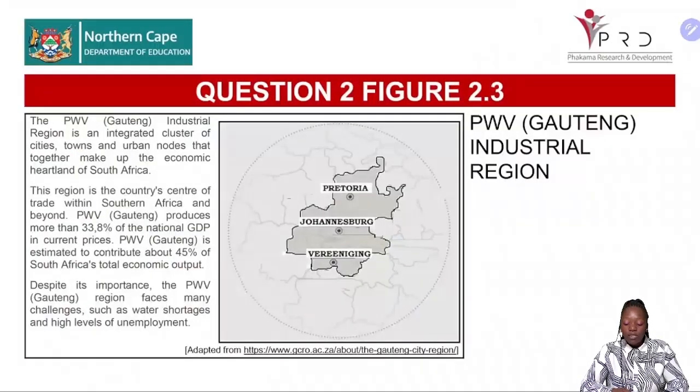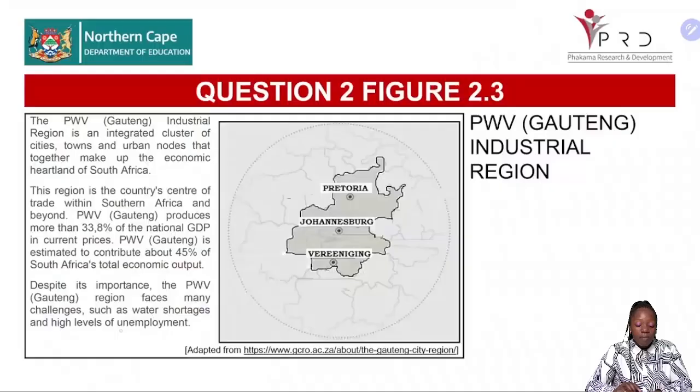In our figure 2.3, we are looking at the industrial region. You will remember that this year, the PWV is the one that will be asked, as well as your Durban Pinetown. So from the 4 industrial regions, you should focus more on the 2 which will be asked this year. So we are given a PWV industrial region. They have given us the map of the industrial region, which is your PWV, your Pretoria, Johannesburg, and Vereeniging, their location. And you are also given an extract there.